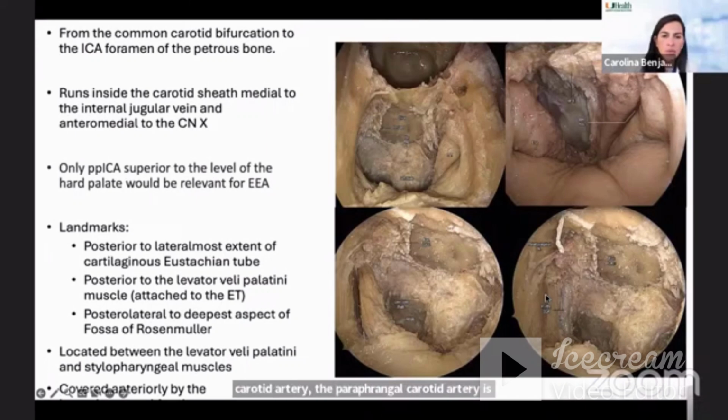Other landmarks you want to look at are the levator veli palatini muscle, which you see here, and this is attached to the eustachian tube. And then if you look at the fossa of Rosenmüller, which is here, just deep to that, on the deepest aspect, if you follow that posteriorly, and you can see the same thing here, you'll find the parapharyngeal carotid artery. So you want to keep your landmarks in place, and that includes the eustachian tube, the levator veli palatini, and the fossa of Rosenmüller.